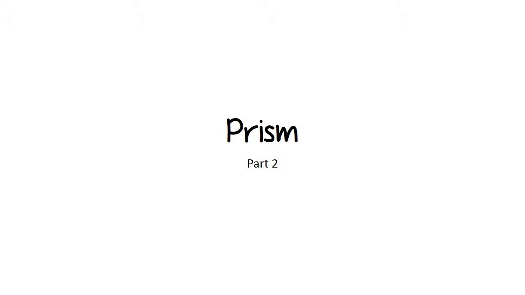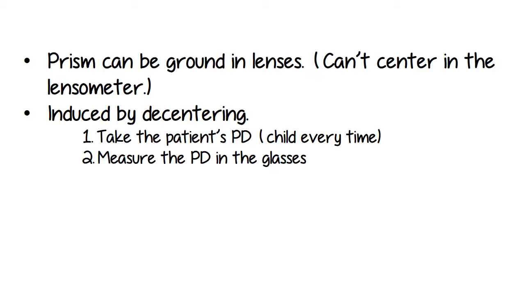Let's start this Prism video with a recap and expounding on some of the stuff we talked about in the first video. So we know that Prism can be ground into the lenses, and while it's not evident when we look at the glasses themselves, it becomes evident when we look at them through the lensometer, and we can't center them that they must have ground in Prism.